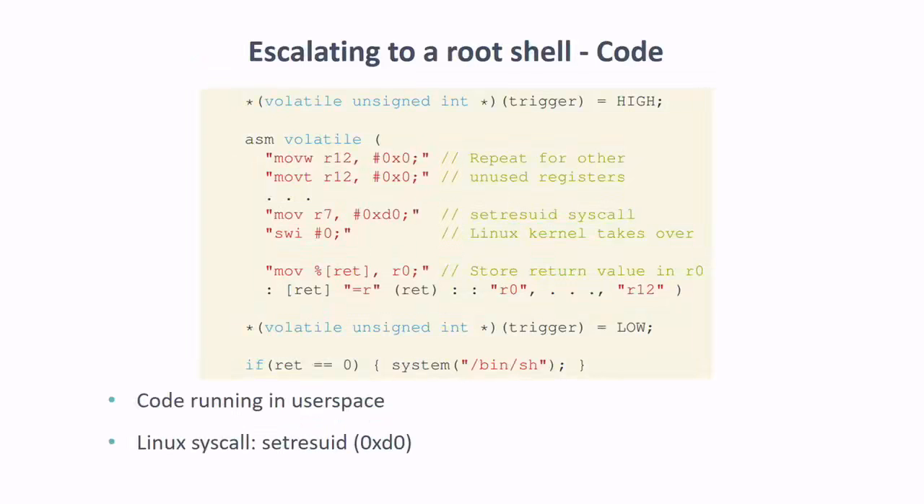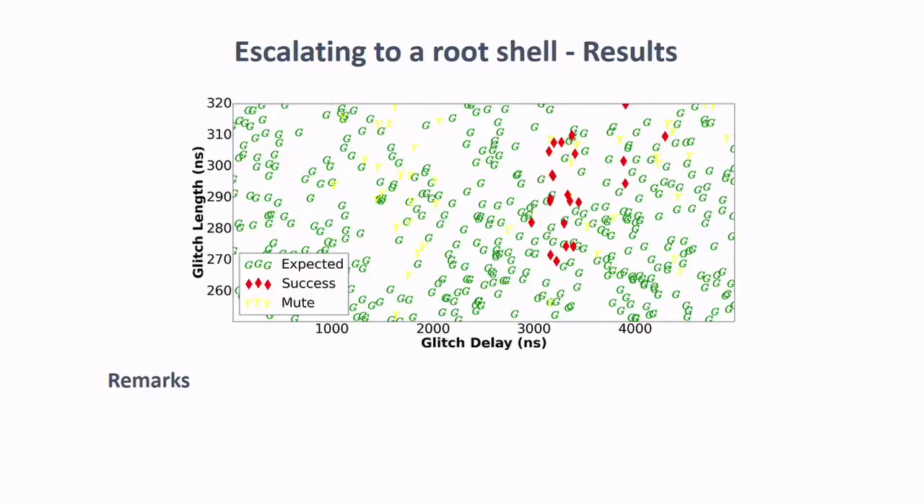Again, this is the code that we are going to use. As you can see, all the registers are set to 0, basically. In the asm volatile part, there is a trigger high, saying, hey, I'm going to start. Then there is a trigger low when we actually make the system call. And at the end, if the return value of the system call is 0, which is exactly what we want, then we call system for spawning a shell. If everything has worked correctly, then our user ID has been set to 0, and this shell will be spawned as root while we are not root initially.